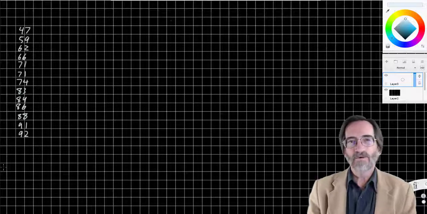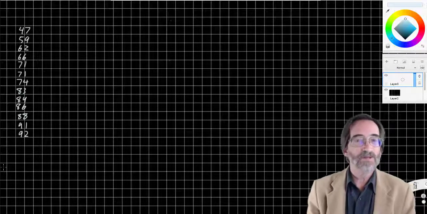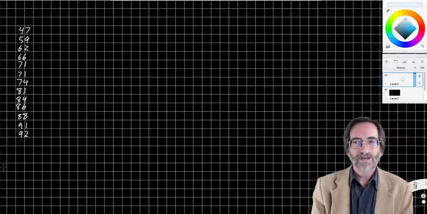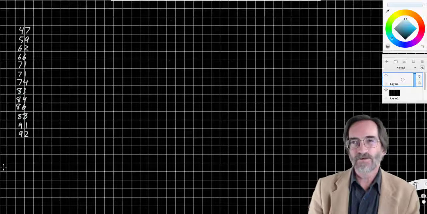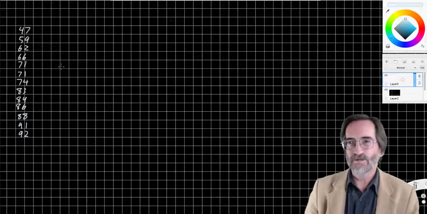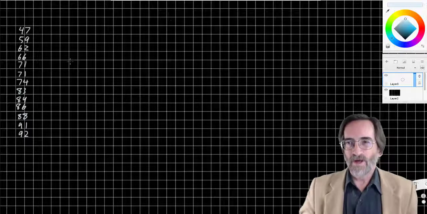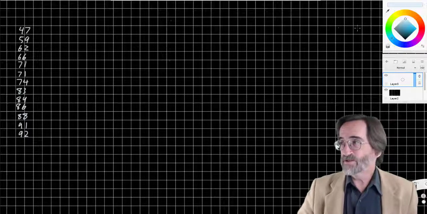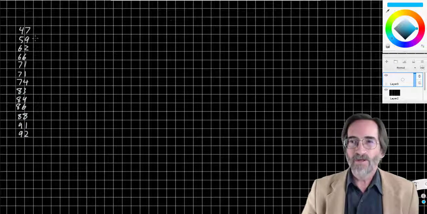Now you may notice I wrote the numbers in order, and that's very important. If the numbers are not in order, you want to get them in order, increasing order, smallest to biggest. That's your first step in making a box and whisker plot: write the numbers in order. Now I happen to have 1, 2, 3, 4, 5, 6, 7, 8, 9, 10, 11, 12, 13 numbers.